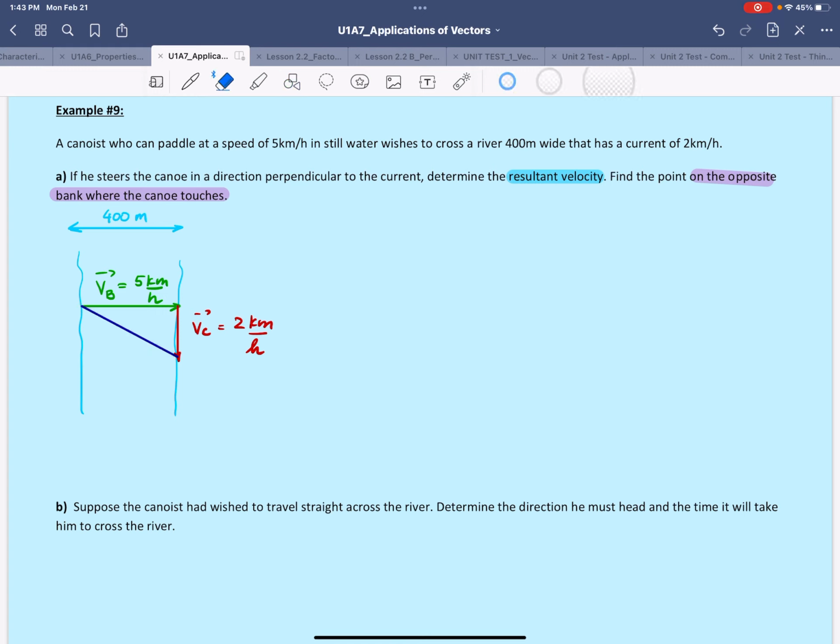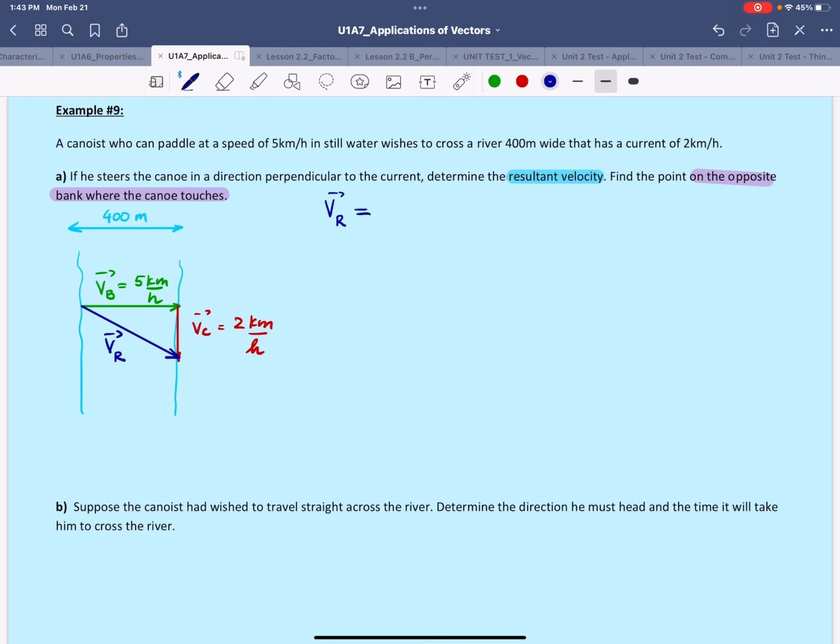So here we go. We're going to call this VR, or you can simply call it R. Again, it doesn't really matter what symbols we use as long as we are consistent and use the same in our solution. So our job now is to find the magnitude of VR and the direction of VR. So I'm going to start off with the magnitude of VR.